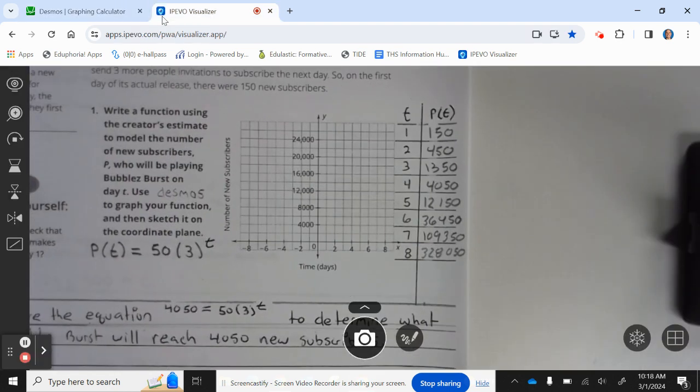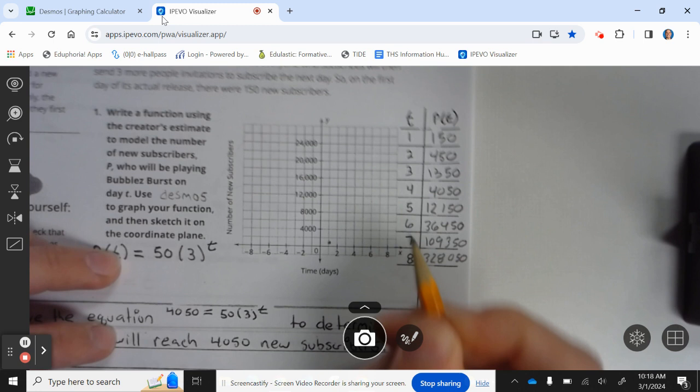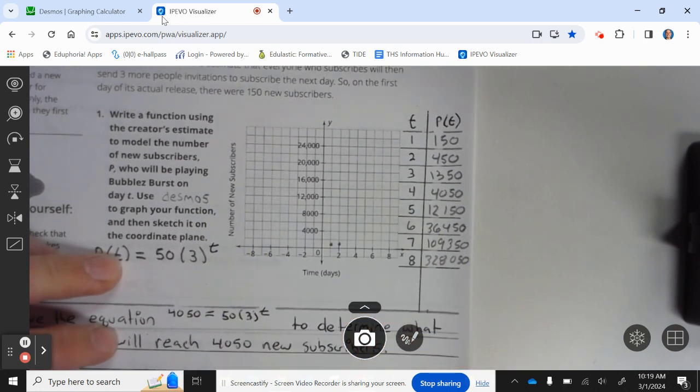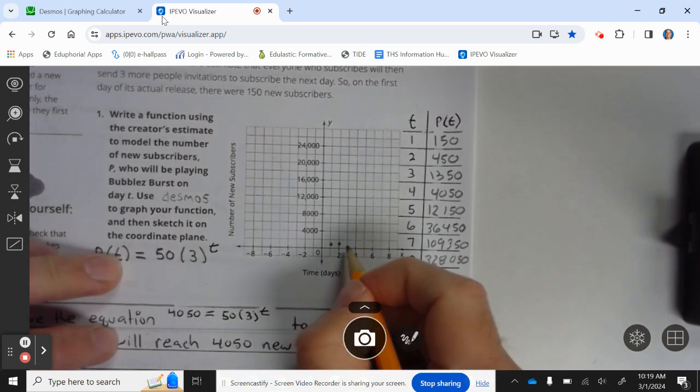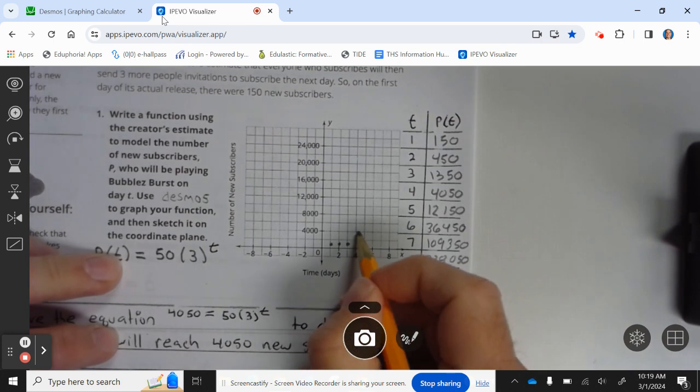All right, so let's go ahead and graph those points. 150 is somewhere way down here. 450, the same thing, still way below 2,000. And then 3, same thing. We haven't broken the 2,000 mark. 4, though, is 4,000, just slightly above 4,000.